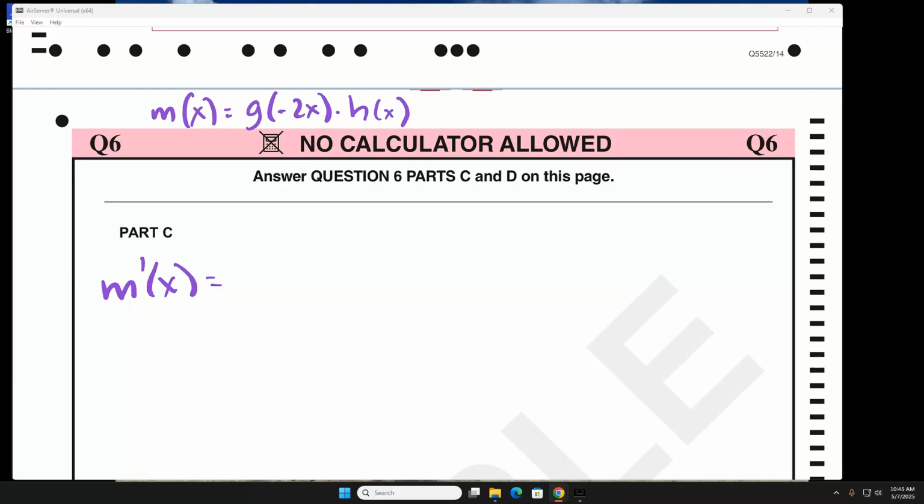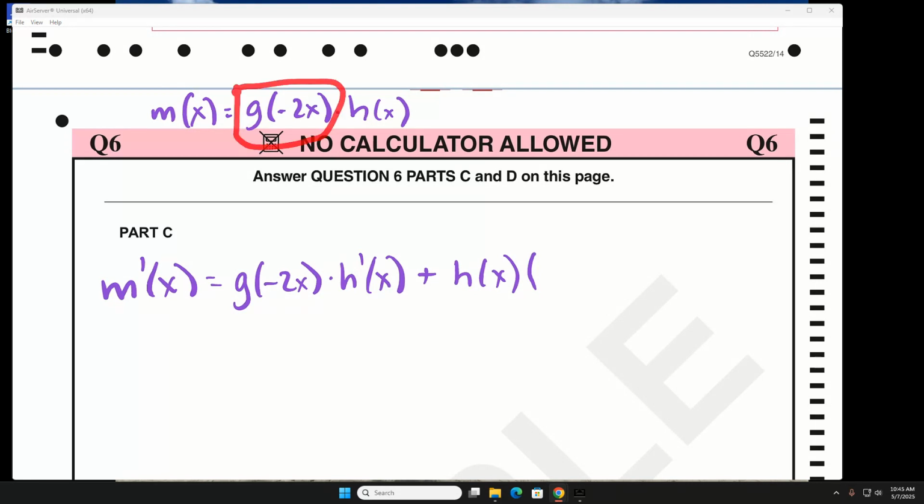All right, so on the product rule, it really doesn't matter what order you do it because you're just multiplying and adding, but I'm going to leave the first one alone and then multiply by the derivative of the second, and then plus, I'm going to leave the second one alone. And this is the tricky part. I'm going to multiply by the derivative of the first. So see if you guys can figure out what the derivative of g of -2x is for me.